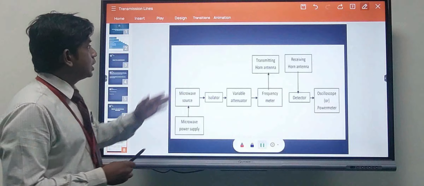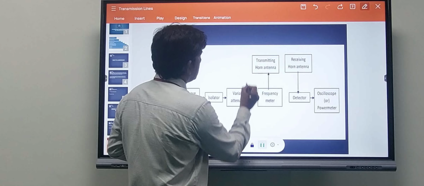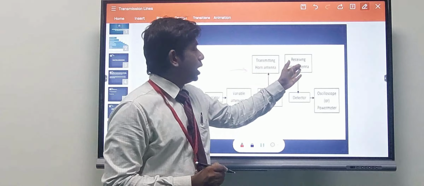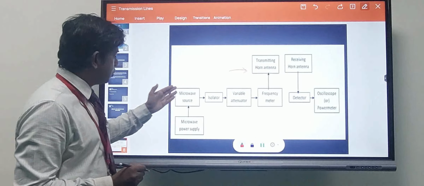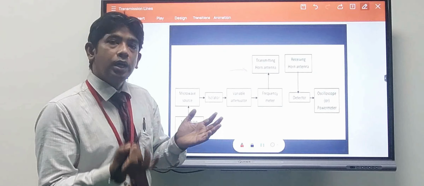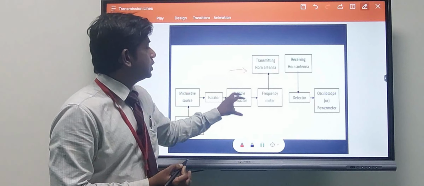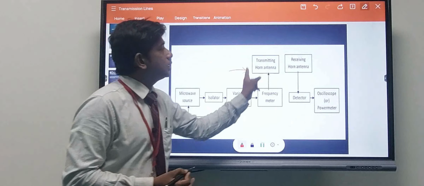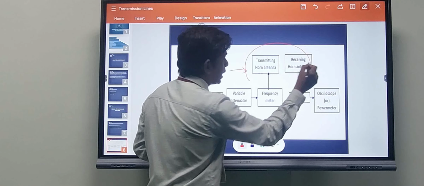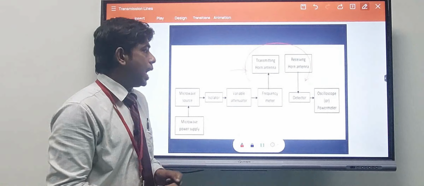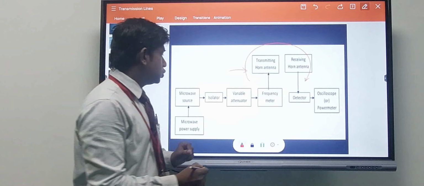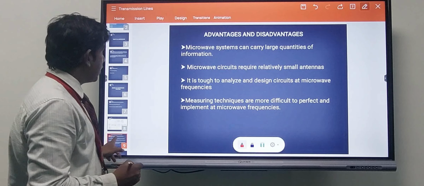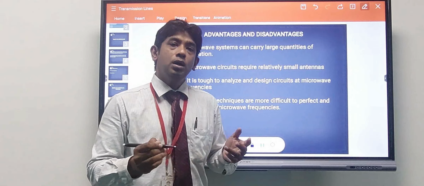Moving forward, we can see in this particular diagram that a transmitting horn antenna is there and a receiving horn antenna is also there. The microwave source and power supply work in coordination with the isolator and, with the help of a variable attenuator, they deal with the frequency meter, and with the help of the detector there is this certain loop that we are getting here, followed by the oscilloscope and the power meter. So this leads to the next segment, where we can see the advantages and disadvantages of a microwave system.